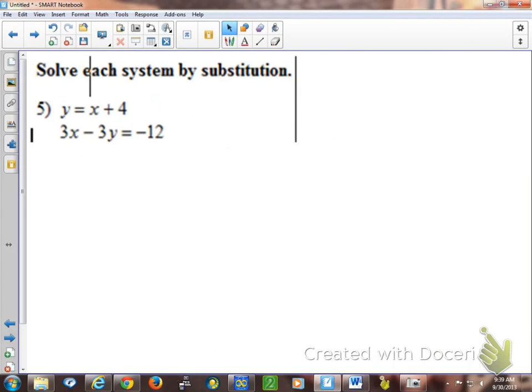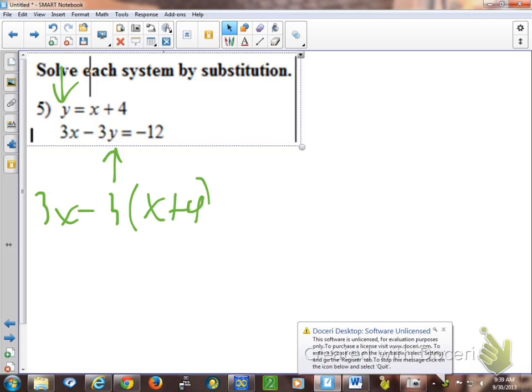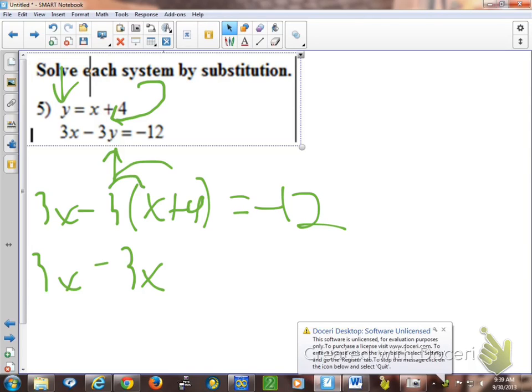All right. Solve by substitution. Now, I've gone ahead and put these in a form that would be advantageous to the method I'm telling you to use. Why is substitution good for this one? Exactly. We already have a variable that's solved for. y equals. So I'm going to take what y equals and plug it in for this y. So 3x minus 3 times x plus 4 equals negative 12. So that's 3x minus 3 times x minus 3 times 4.